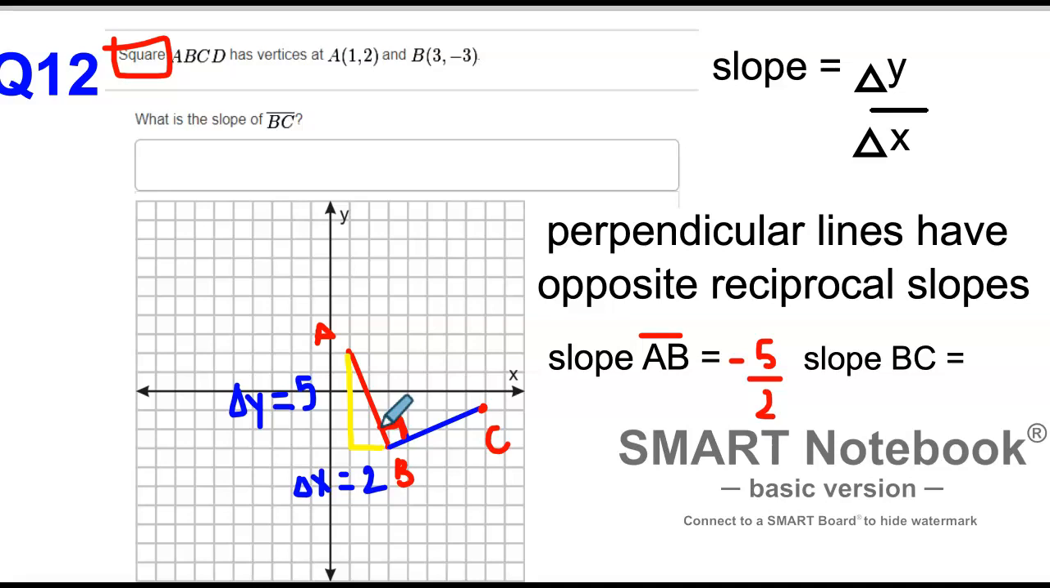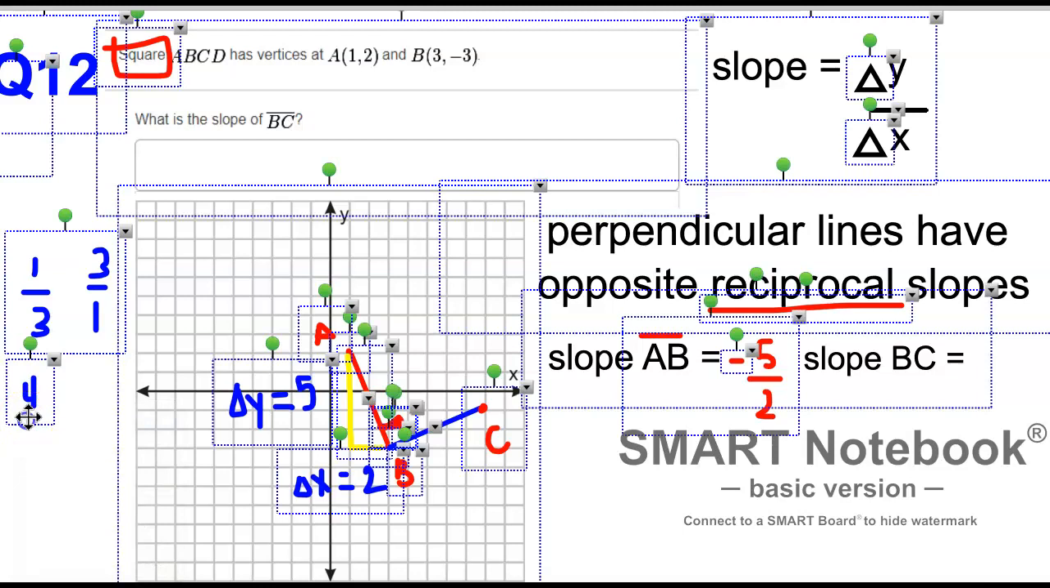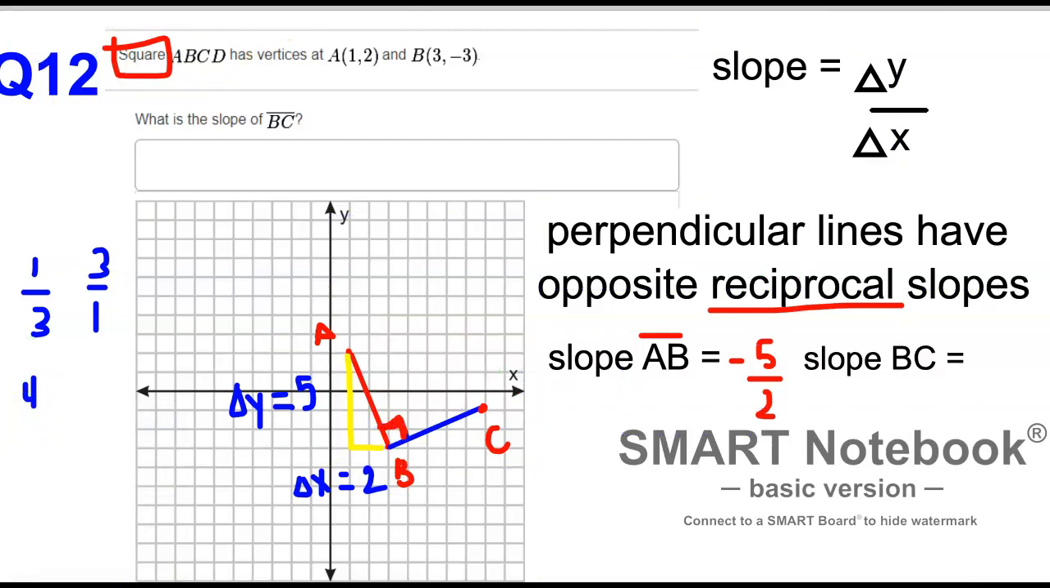So if their slopes are opposite, the slope of AB is negative, so we know the slope of BC is going to be positive, because the opposite of being negative is being positive. Then, when we're talking about a reciprocal, that means we're taking our fraction and we are flipping it. So if we had 1/3, the reciprocal of 1/3 would be 3 over 1. If we had 4/7, the reciprocal of 4/7 is 7 over 4.